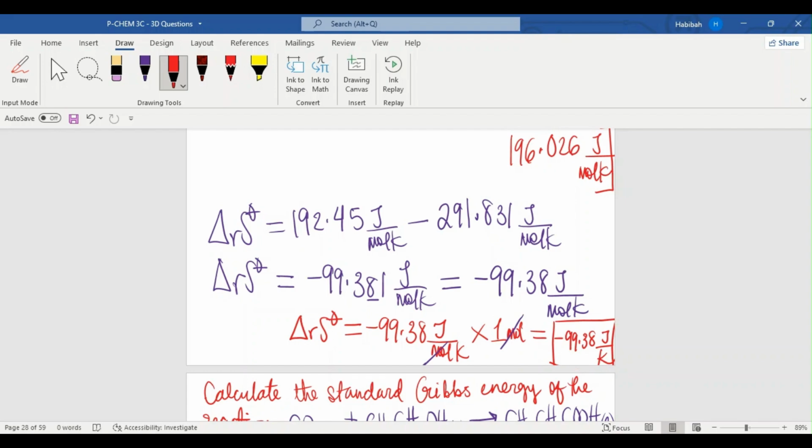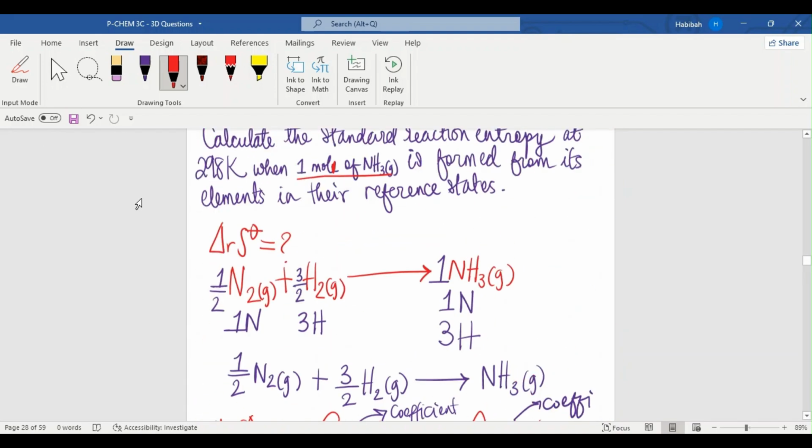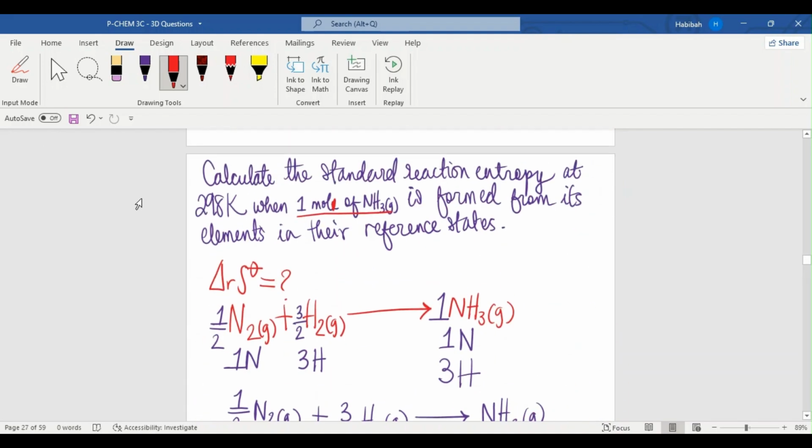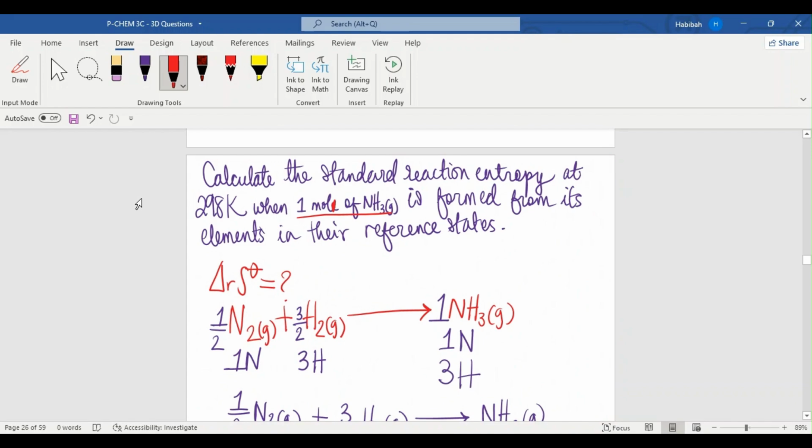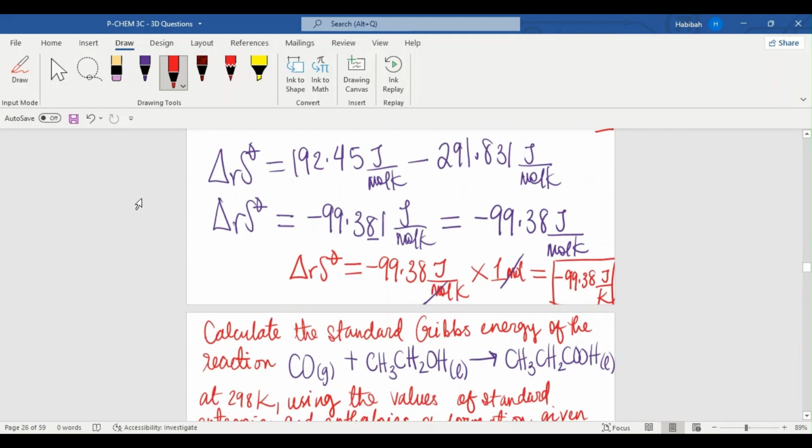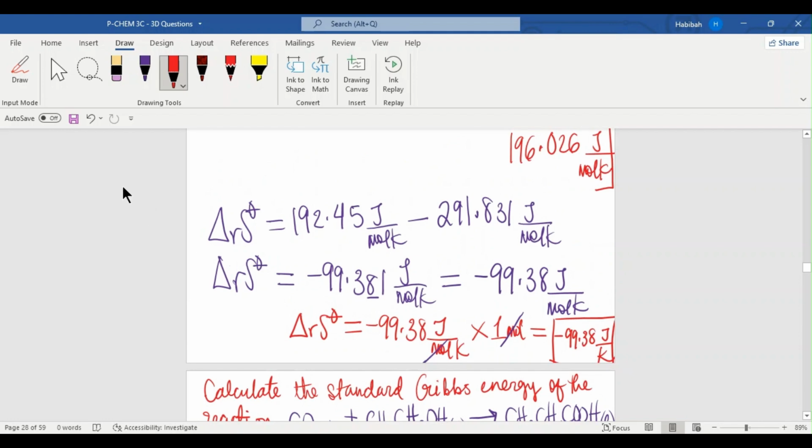If we're not told when 1 mole of NH3 is formed, and we're just told when NH3 is formed from its elements, we're not going to do the last process where we multiply the standard reaction entropy by the number of moles. We're just going to leave it as negative 99.38 joule per mole Kelvin. But since we're told particularly when 1 mole, we have to multiply it, and then we have negative 99.38 joule per Kelvin. Hopefully, this has been easy for you guys to understand.